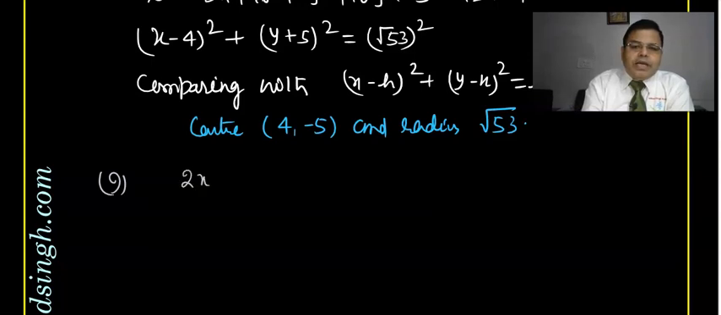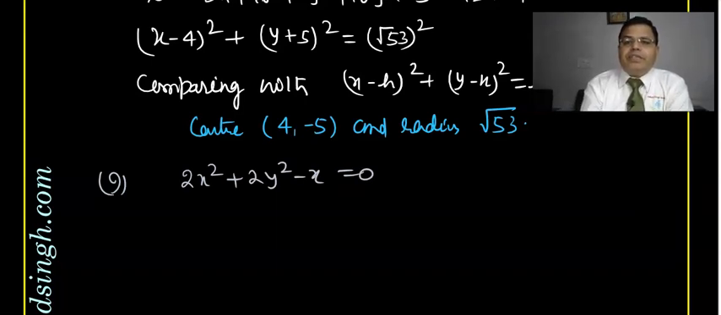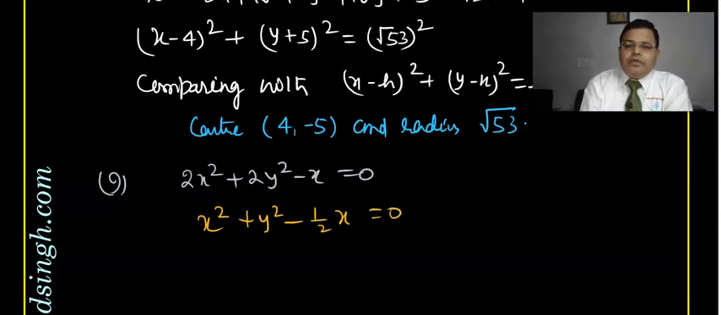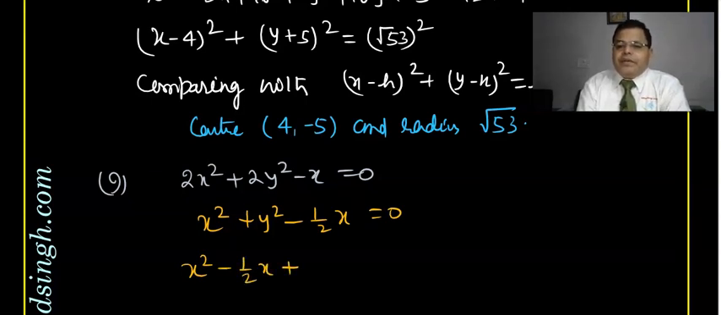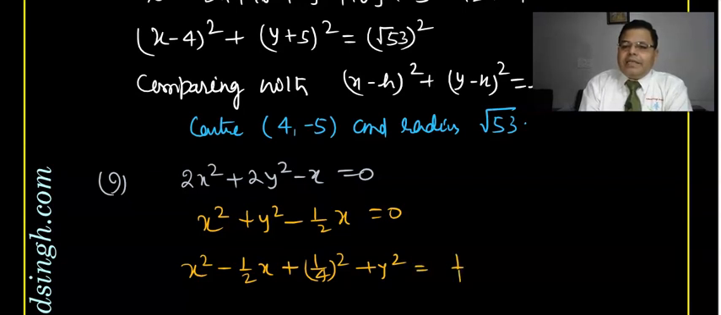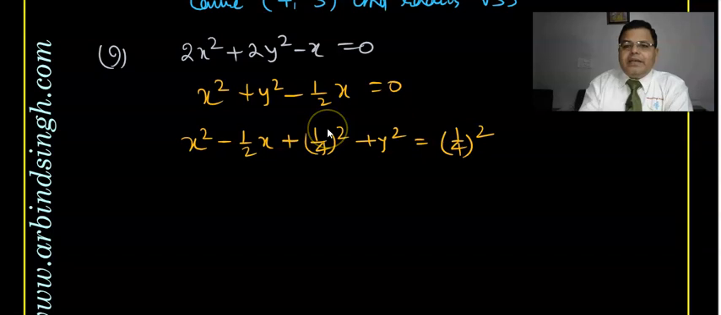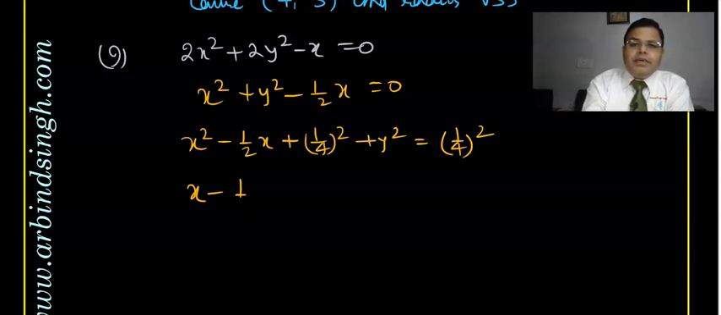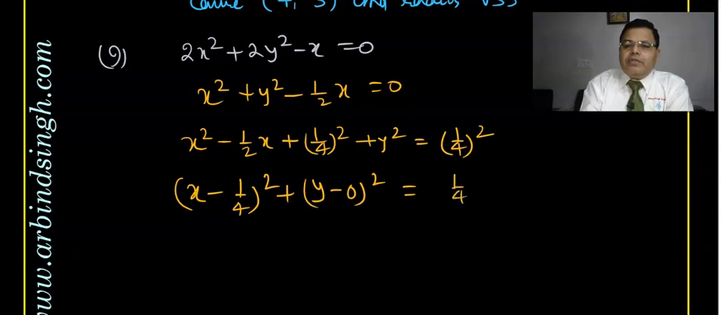It is 2x² + 2y² − x = 0. First of all, we will make the coefficient of x² unity. That can be rewritten as x² + y² − (1/2)x = 0. For making a perfect square, we add the square of half of the coefficient of x, that is (1/4)², on both sides. Now this can be written as (x − 1/4)² + (y − 0)² = (1/4)².